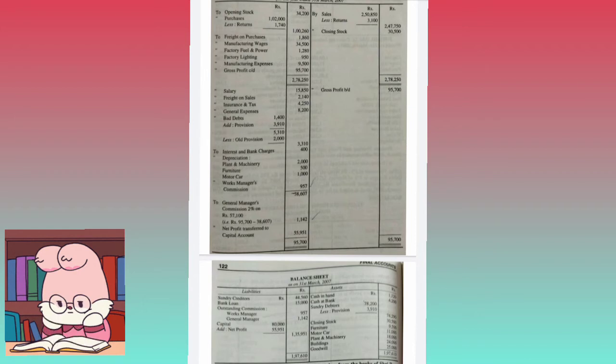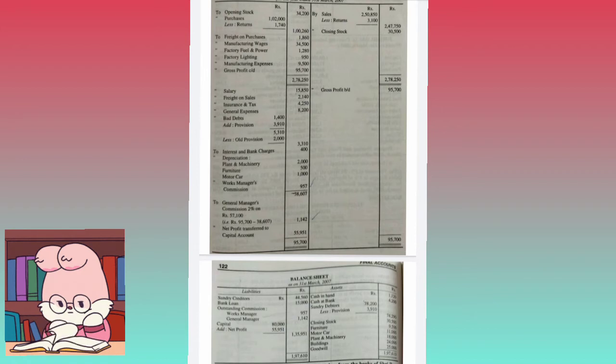Take the bad debts to the P&L account debit side. Interest and bank charges 400, take it on the P&L account debit side. Cash at bank and cash in hand, take it to the assets of the balance sheet. Capital account 80,000, liability side, and sundry creditors 44,560, liability side. Bank loan 15,000, take it to the liabilities. Purchase returns, deduct it from the purchases. Sales, take it on the trading account credit side.